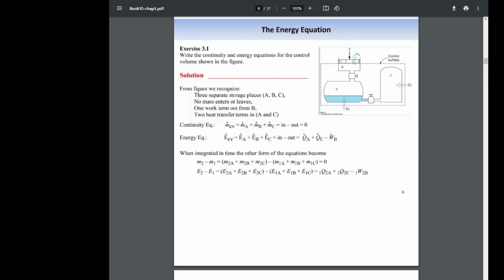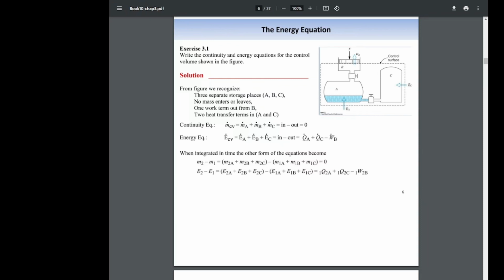Now if we integrate the instantaneous rates, we're going to have some initial mass. Here's the initial mass, the initial masses of the 3 added together, and here's the final masses. Of course, we know by continuity, where we have no mass entering or leaving the control volume, that this is going to be equal to 0. And the same thing here.